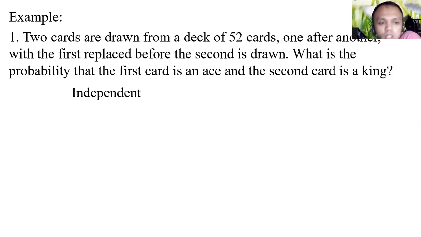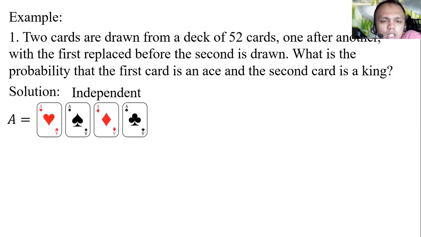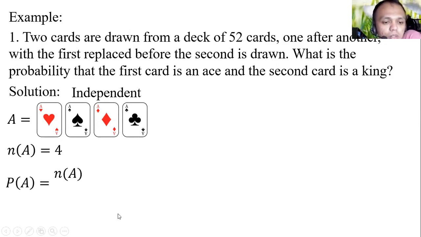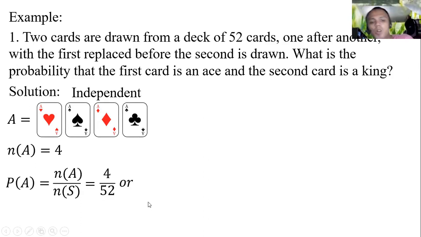Then now, let's compute. For A, how many aces do we have in a deck of cards? We have 4. And then for the king, let's start with its probability. What is the probability of the first card? We have 4 over 52. In the lowest term, we have 1 over 13. Next.